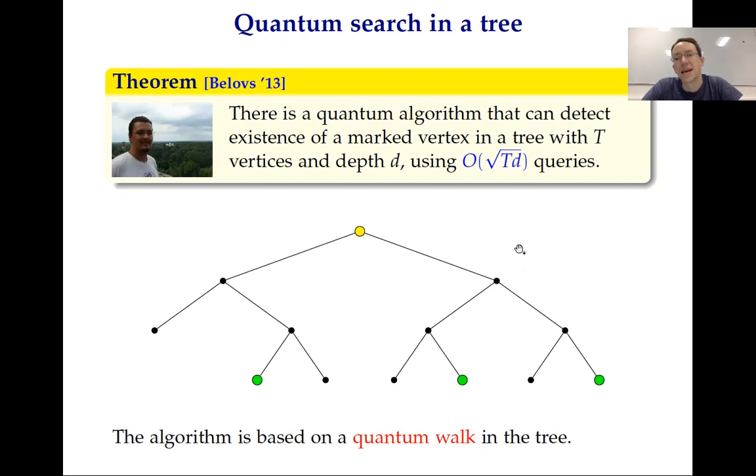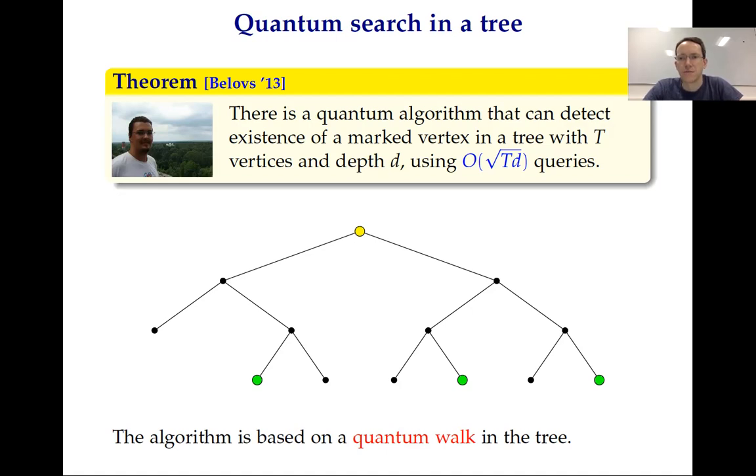And also, what are the neighbors of that vertex? So a query allows us to determine if we should stop at a given vertex because it's one we're looking for, or if not, then what our neighbors are that we can move to. Okay, so this algorithm of Belov's allows us to get a square root type speed up like Grover's algorithm in a way, compared with the classical algorithm of exhaustively searching through the tree of partial solutions.